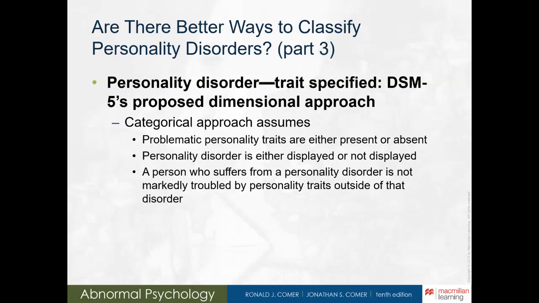But someone may still have that personality disorder because they exhibit other traits of that personality disorder. So they look at, again, this absolute all or nothing thinking. It's either the personality traits are present or they're not. It's either the personality disorder is displayed or it's not. And a person who is impacted from a personality disorder is not markedly troubled by personality traits outside of that disorder, but that doesn't mean that it doesn't impact those around them.